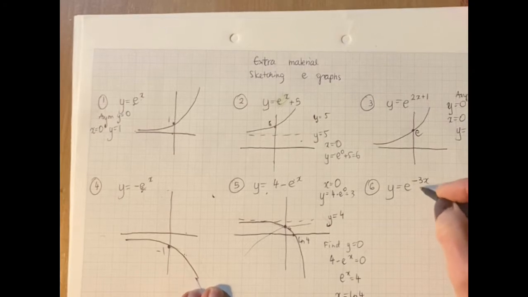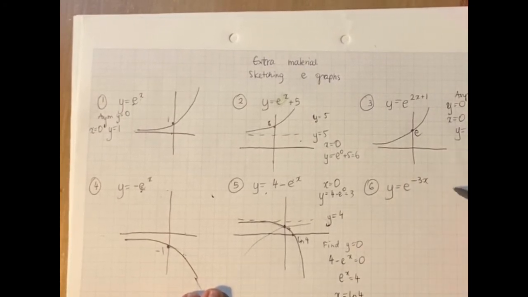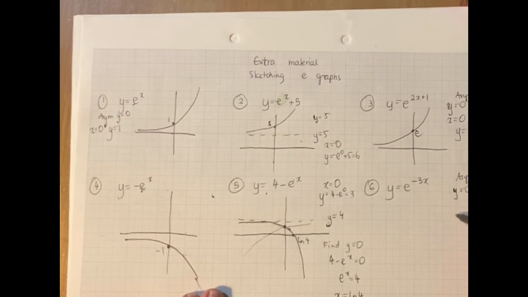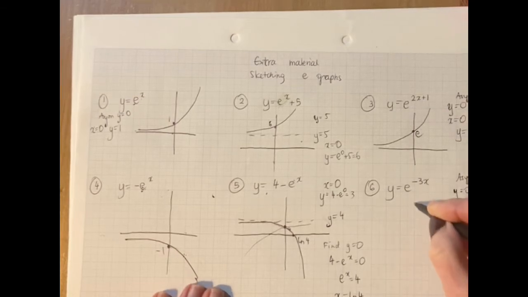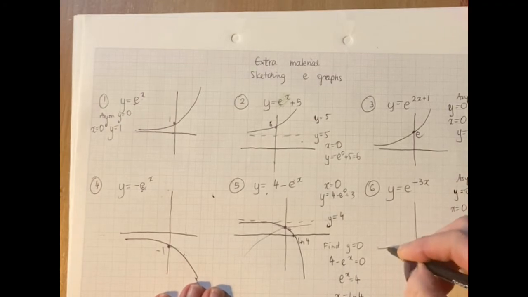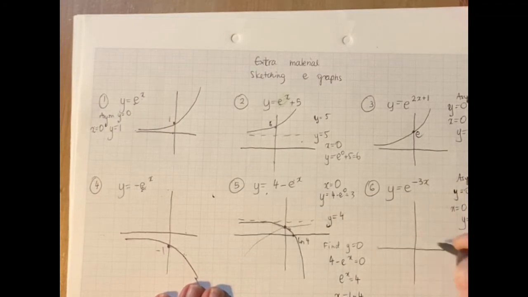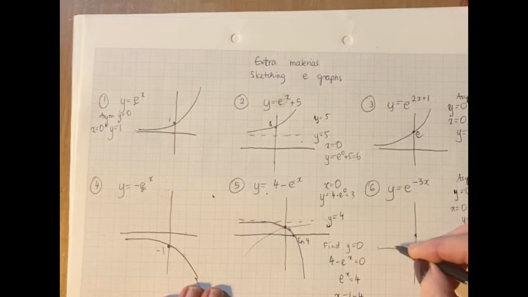Okay, and the last graph here is e to the power of minus 3x. Again, cover it up. So you've got y is equal to 0 is the asymptote. Make x equal to 0. That will give me y is equal to e to the power of 0, which is 1. So the graph goes like this. There is the asymptote, there is 1. But you might mistakenly draw it the wrong way around, because it's either doing this or that.